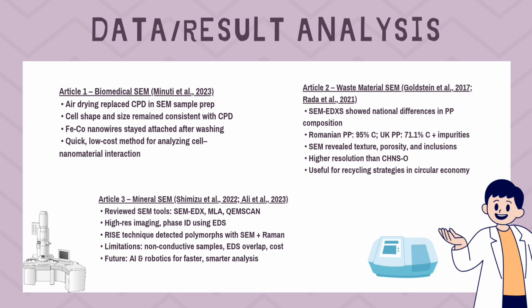The third article reviews how SEM is used to study minerals, focusing on tools like SEM-EDX, SEM-MLA, and QEMSCAN. SEM produces detailed images, detects material pairs, and identifies elements using EDS. AI and machine learning are making SEM analysis faster and more accurate. The RISE method, combining SEM with Raman imaging, helps identify minerals and organic material in place. Challenges include sample preparation, EDS limitations, and high cost. Future improvements may include automation and space application.